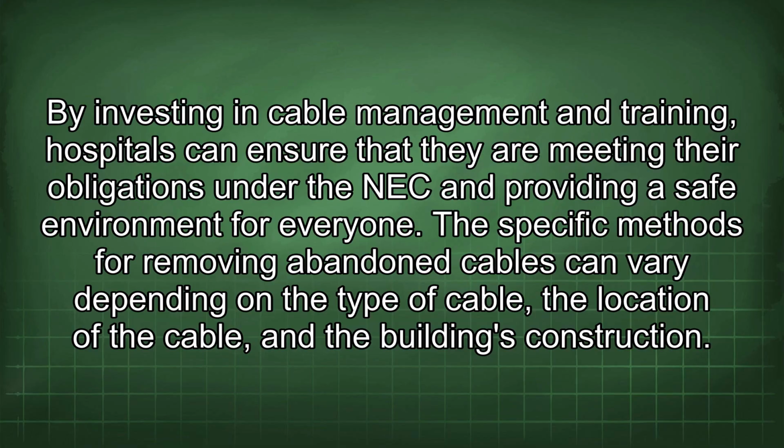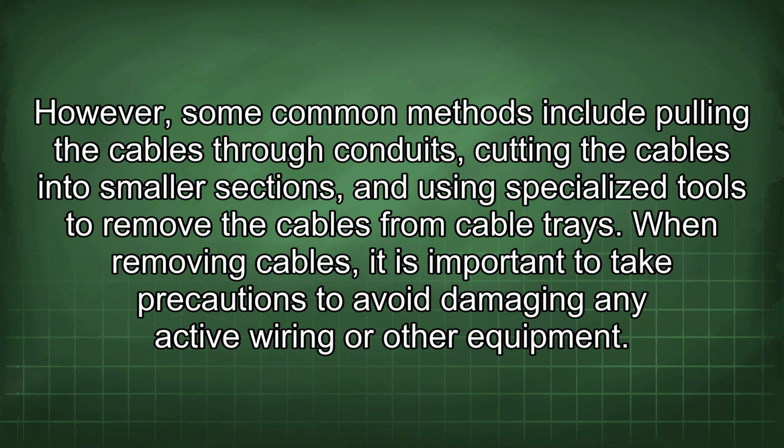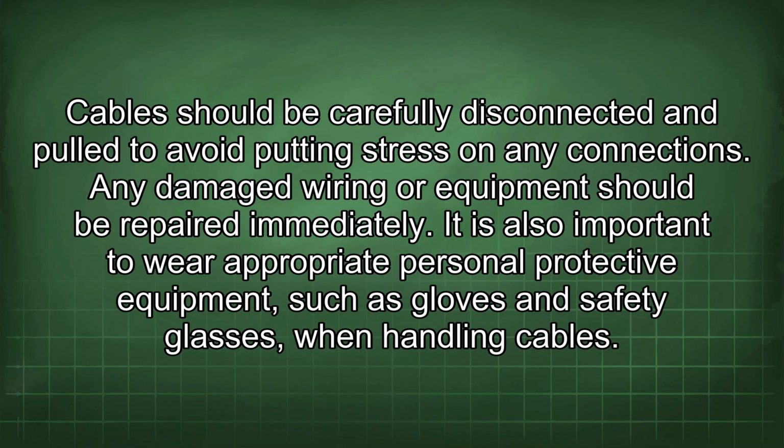The specific methods for removing abandoned cables can vary depending on the type of cable, the location of the cable, and the building's construction. However, some common methods include pulling the cables through conduits, cutting the cables into smaller sections, and using specialized tools to remove the cables from cable trays. When removing cables, it is important to take precautions to avoid damaging any active wiring or other equipment. Cables should be carefully disconnected and pulled to avoid putting stress on any connections. Any damaged wiring or equipment should be repaired immediately.